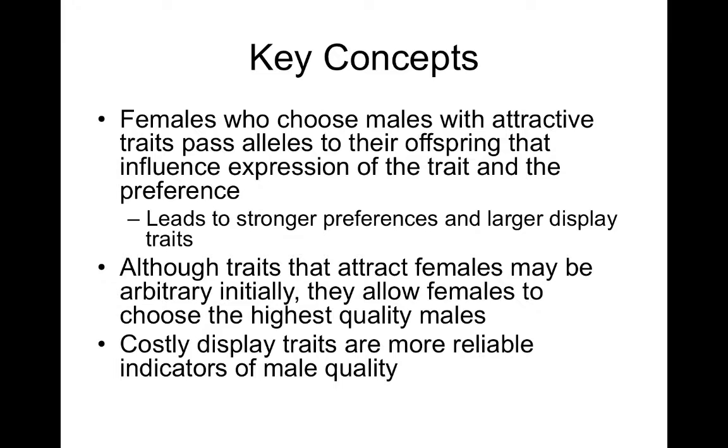All right, so females who choose males with attractive traits can pass those alleles on to offspring. This is essentially a female choosing a partner with a good ornament is going to have a sexy son. These traits are often arbitrary, but there may be some predisposition, and if they allow females to choose the highest quality males, they will be selected for.